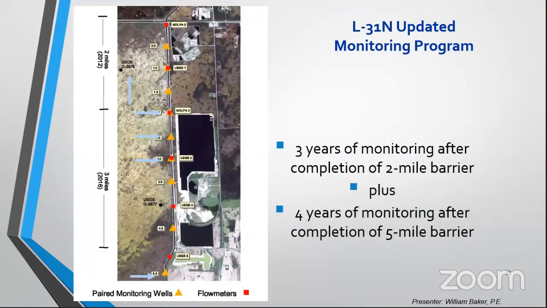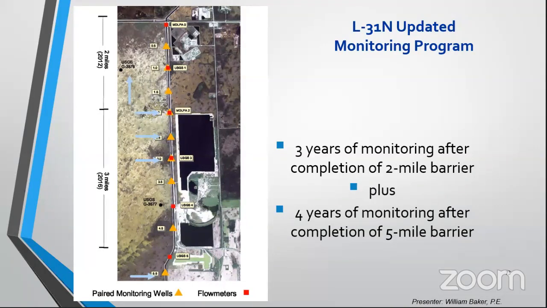So we have an extensive monitoring program, 3 years of monitoring of the 2 mile wall, and then another 4 years of monitoring of the whole 5 mile barrier. We have a series of paired monitoring wells, one on the park side of the wall and one on the canal side of the wall, and then a series of flow meters within the canal.